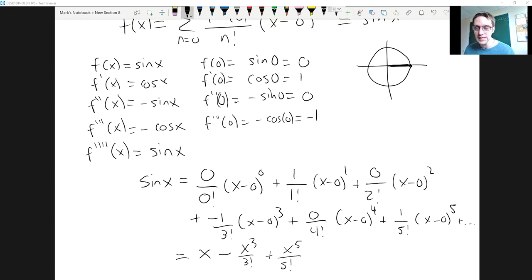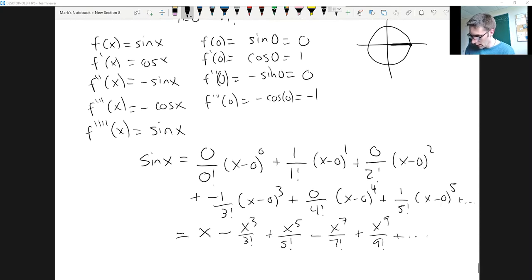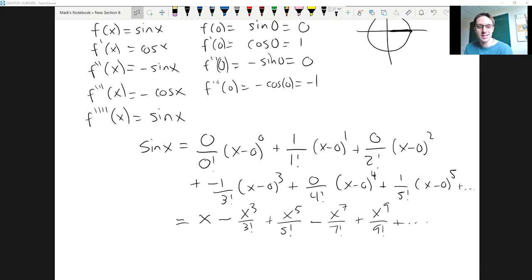And what you're going to see is that only the odd terms have non-zero coefficients. And so the next one will be x to the 7th, and then the one after that will be x to the 9th, and so on. And of course, they're going to alternate between negative and positive due to the fact that our coefficients alternated between 1 and negative 1 when they weren't 0. Okay? Now, there is a nice, more concise way of writing this.